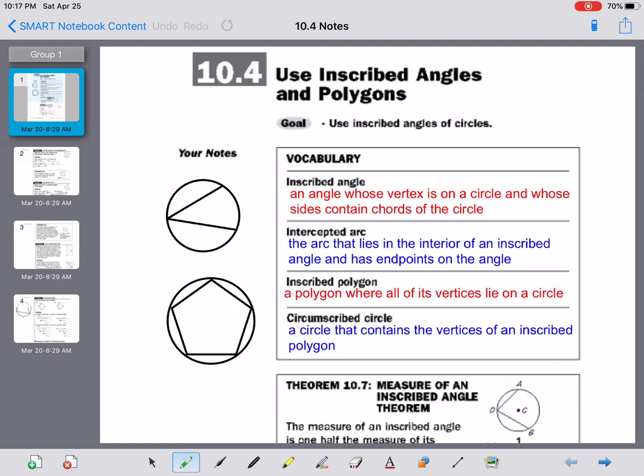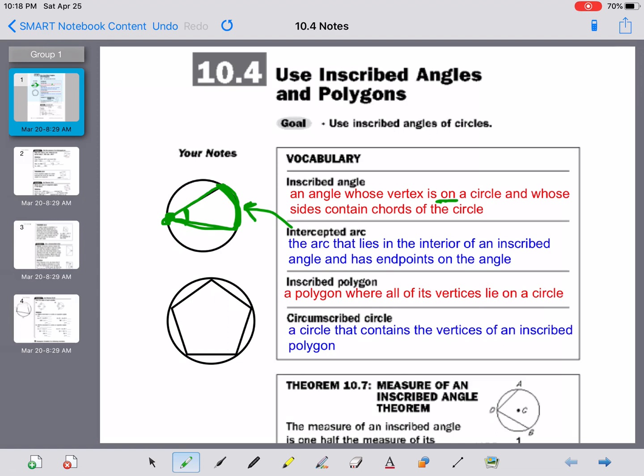So an inscribed angle, by definition, is an angle whose vertex is on a circle and whose sides contain chords of the circle. So we have this angle right here where the vertex is on the circle, and these are chords that make up the angle. And what we have is an inscribed angle. We have an intercepted arc, which is the arc that lies in the interior of an inscribed angle and has endpoints on the angle. So that's this arc right here that's in between the two chords that are formed by the inscribed angle. So my intercepted arc is this arc right here.